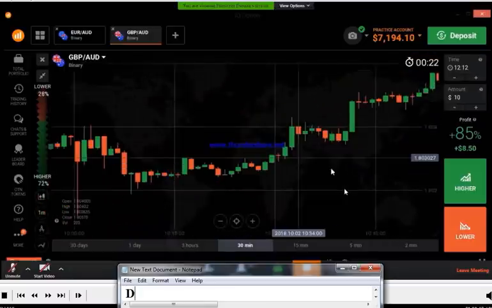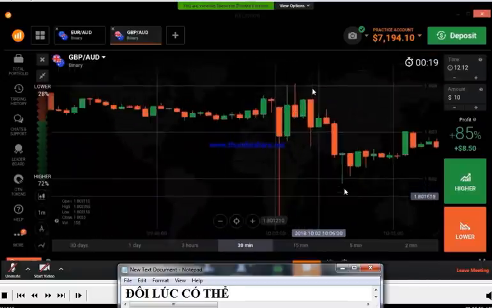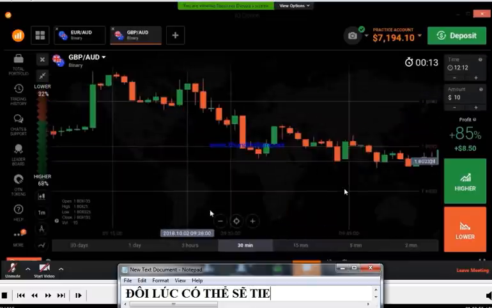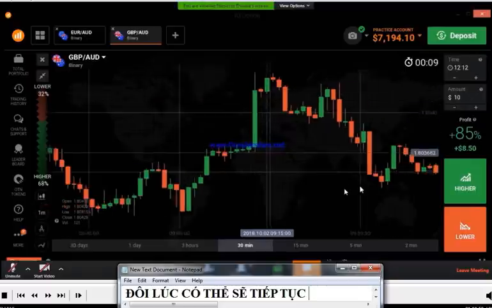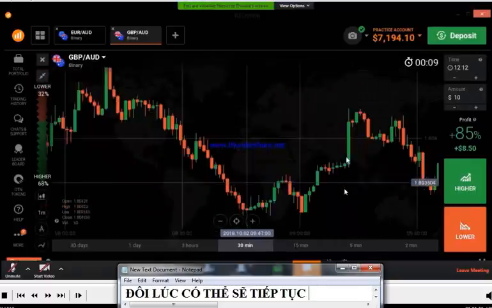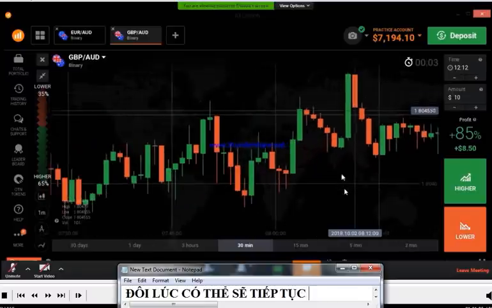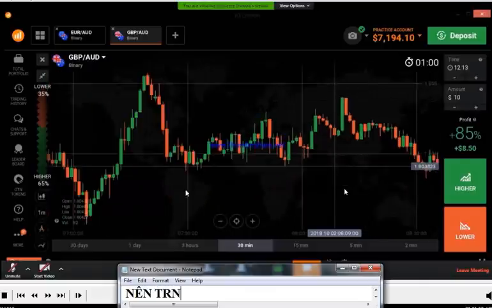Most of the time it will reverse the market. So this is a strong candle reverse. This is a strong candle reverse. This is a strong candle reversed. So you can see strong candle reverse. Strong candles, we can't take as a confirmation. Most of the time the strong candles will reverse the market.